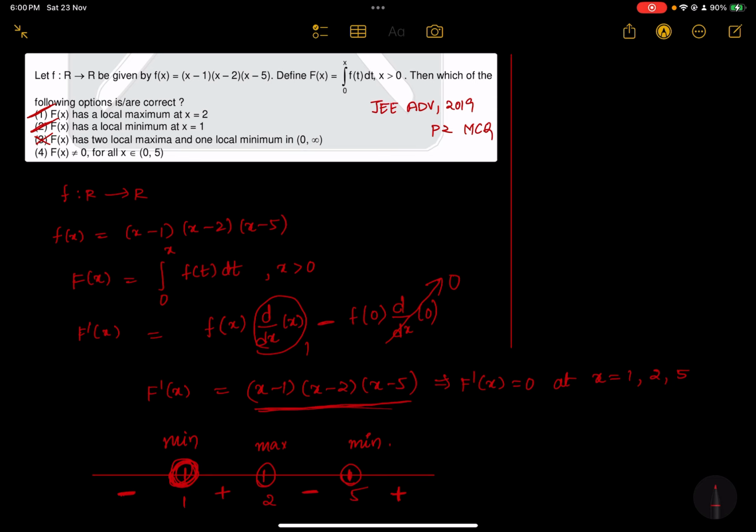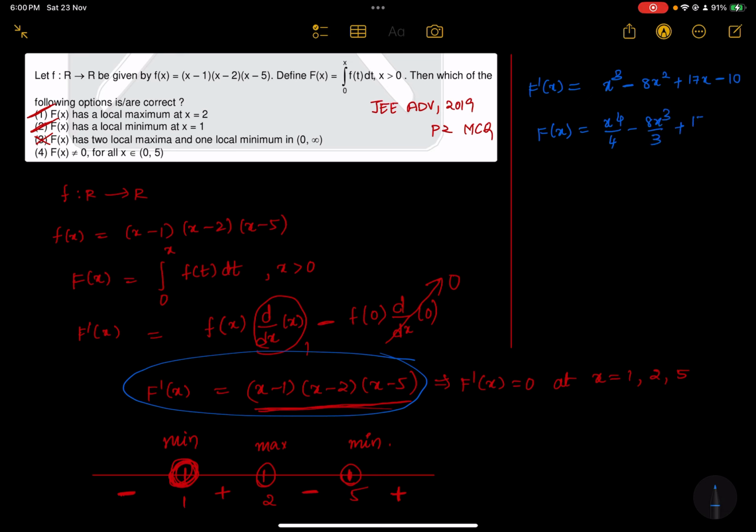So from this result, F dash of x is equal to x cubed minus 8x squared plus 17x minus 10. So this is F dash of x when you expand that. So integrate it on both sides. So F of x will be x to the power 4 by 4 minus 8x cubed by 3 plus 17x squared by 2 minus 10x plus some constant c.